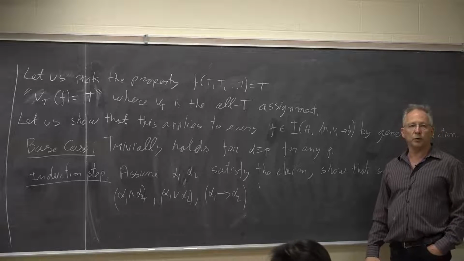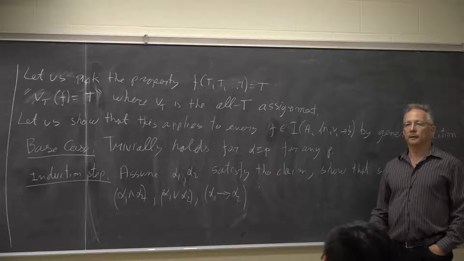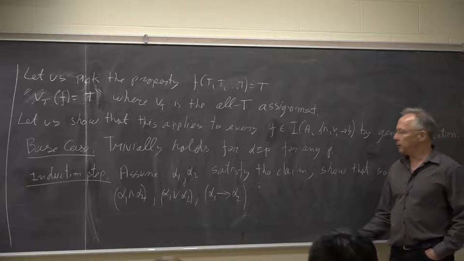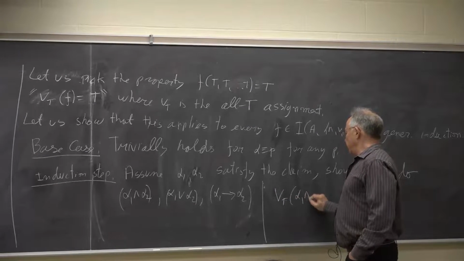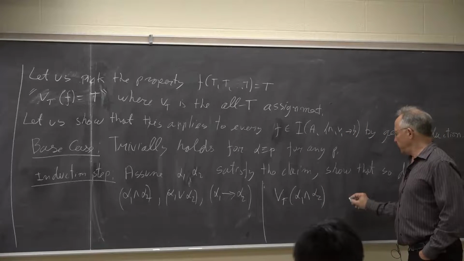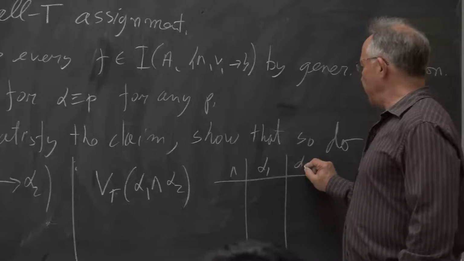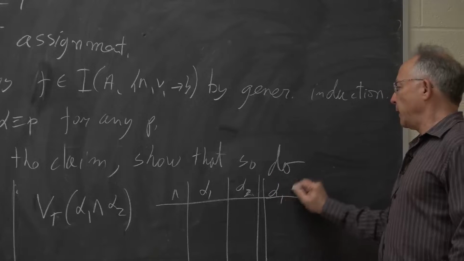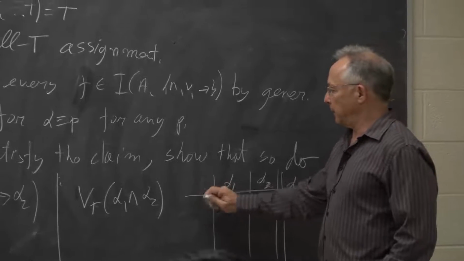So for each of those, I have to check what will be the output if I substitute the all-T truth assignment. So what will be, for example, the value of alpha 1 and alpha 2? To do this, I'm looking at the truth table of AND, and I'll have here alpha 1, alpha 2, and here alpha 1 and alpha 2. And now I just look at the assignment which is all T.